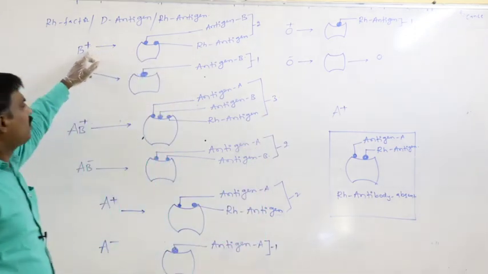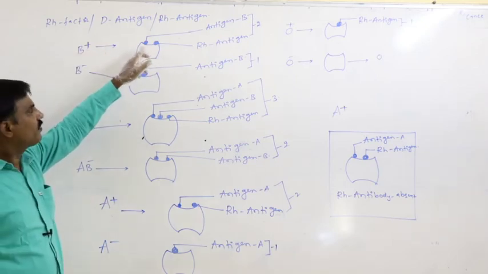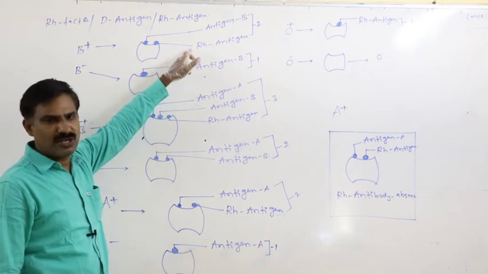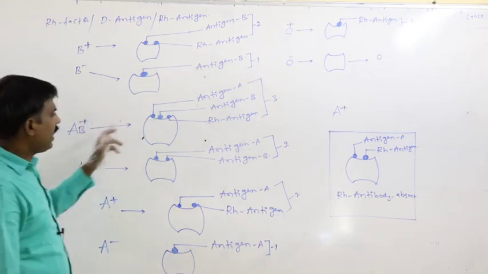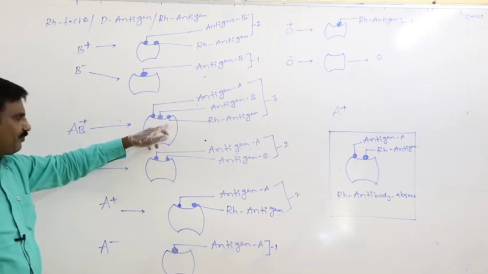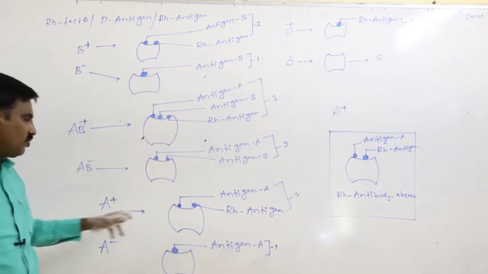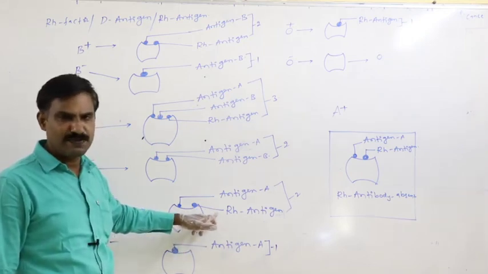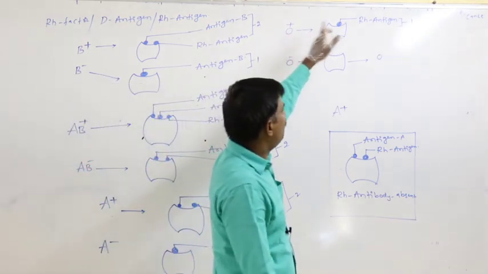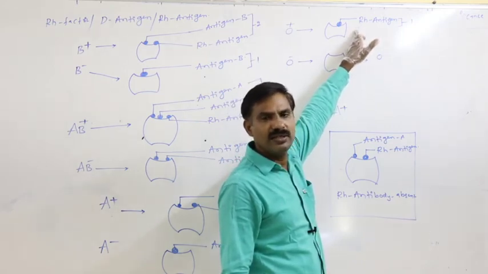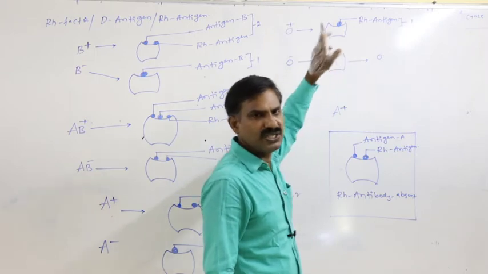In a B positive person, in the blood plasma, antibody against the Rh antigen is not present. In AB positive persons also, Rh antibody is absent in his blood plasma. In A positive blood group persons also, in his blood plasma, antibody against the Rh antigen is absent. In O positive blood group persons also, Rh antibody is absent against the Rh antigen.